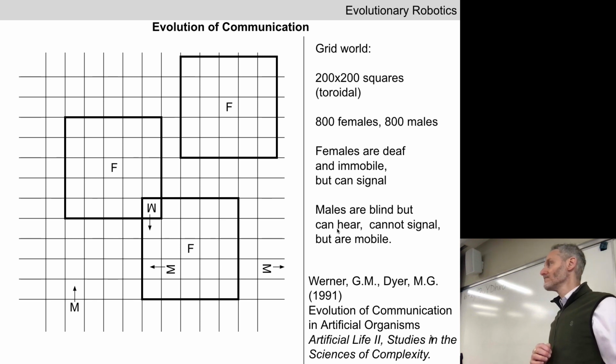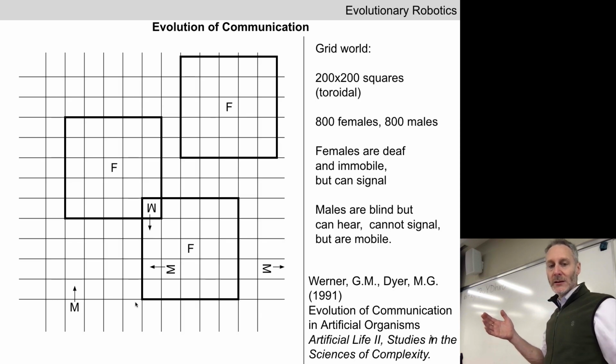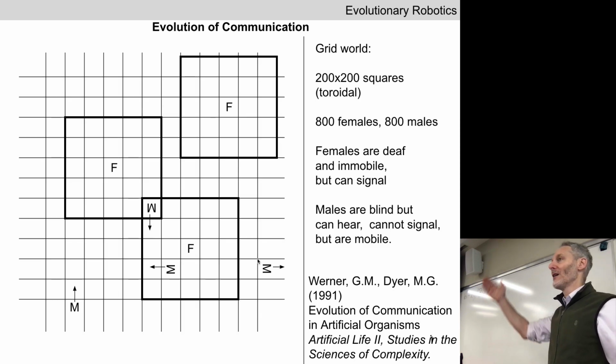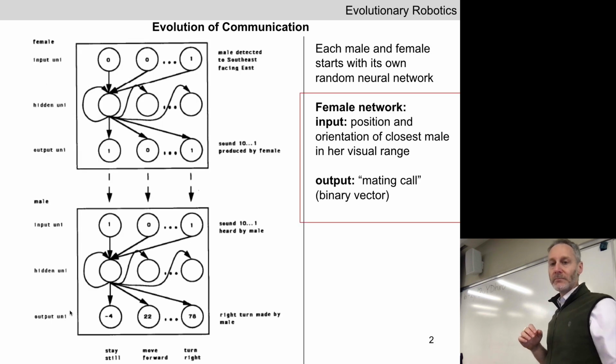Males can hear. So far, so good? Okay. And if a male is outside of any female's visual range, like this male and this male, the input to the neural network controller for this male is all zeros. Same for this male. So far, so good?